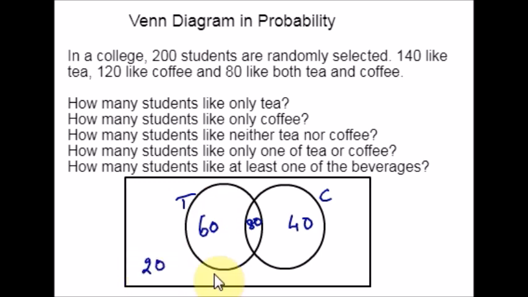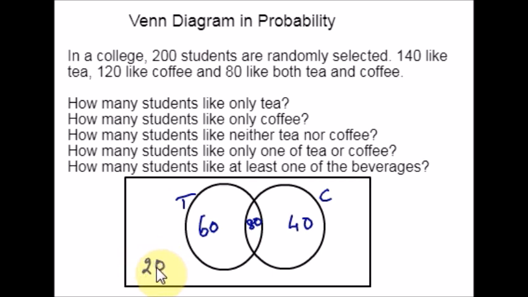So this is how we have to take down the information in a Venn diagram. You cannot just write 140 in this and 120 in this circle. You always have to start from the intersection portion. Write down the intersection portion and then subtract that value from the total. And finally you have to check how many were left for the none area.